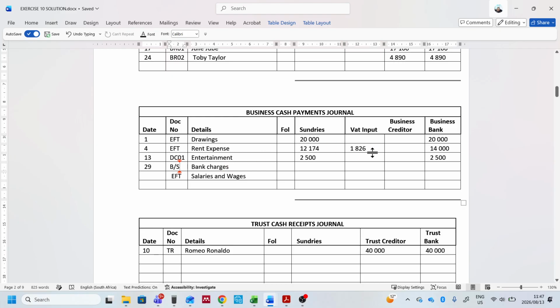And then you're going to indicate the total bank charges that we were charged. It's 506, of which 66 Rand was VAT and 440 was what? It was the actual bank charges cost.